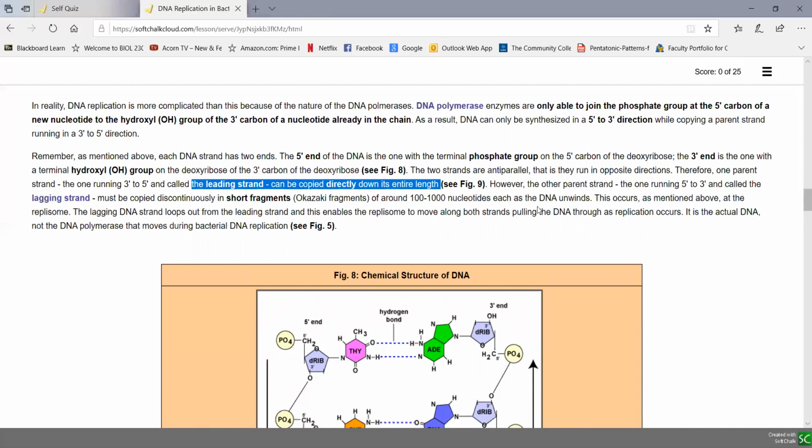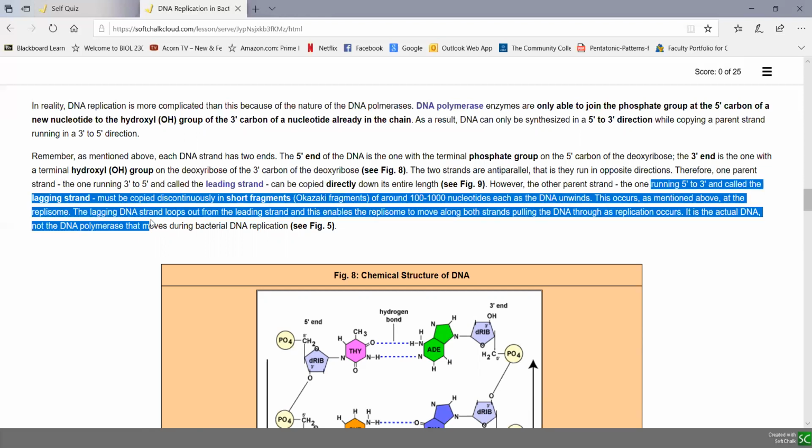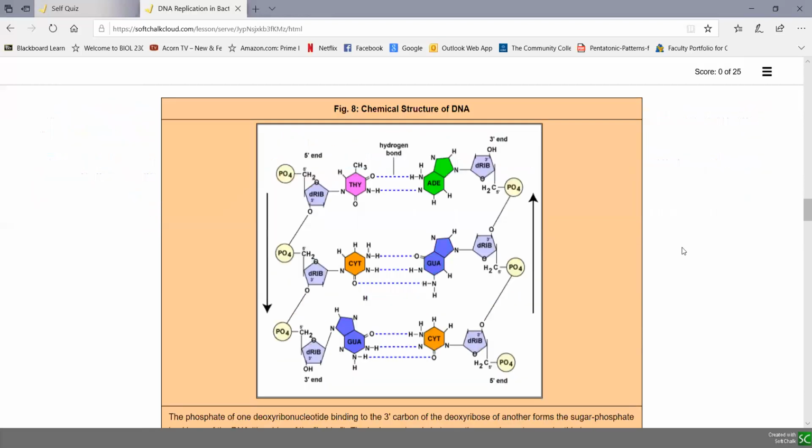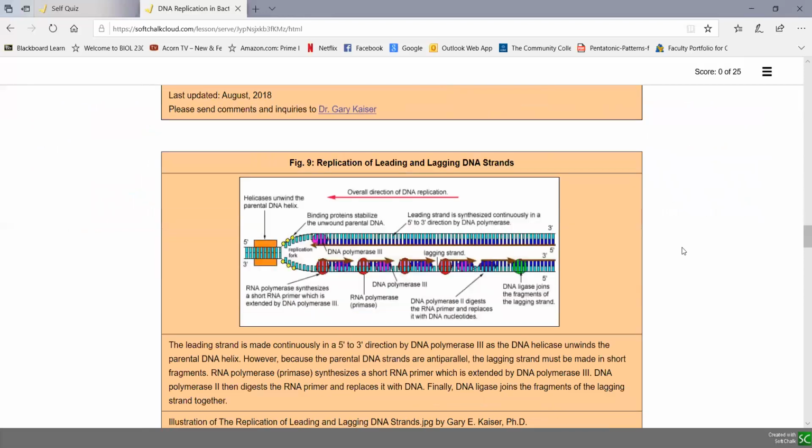The other parent strand, the one that runs 5' to 3', is called the lagging strand because that has to be copied in short, discontinuous fragments called Okazaki fragments, where around 100 to 1,000 nucleotides are inserted as the DNA unwinds. Then as it unwinds some more, another 100 to 1,000 nucleotides are inserted, etc. So we get an idea of that in figure 9.